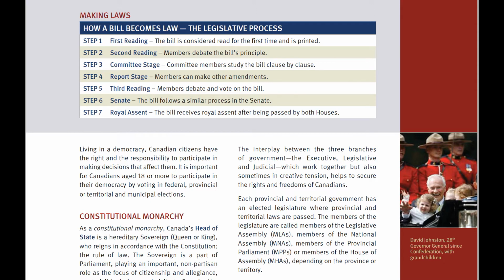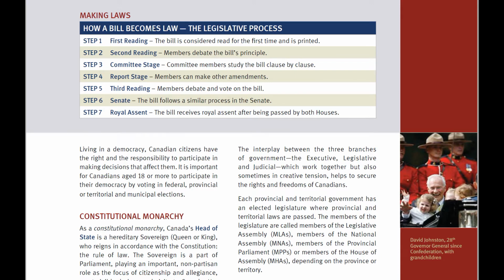Step 5 is called the third reading. At this stage, members debate and vote on the bill. Step 6 is the Senate stage. The bill will follow a similar process in the Senate. Step 7 is called royal assent. The bill receives royal assent after being passed by both houses.